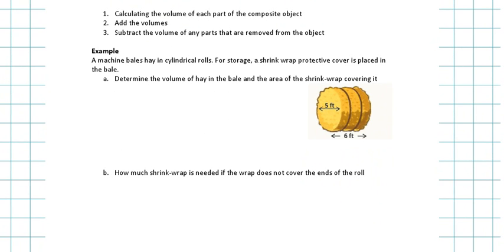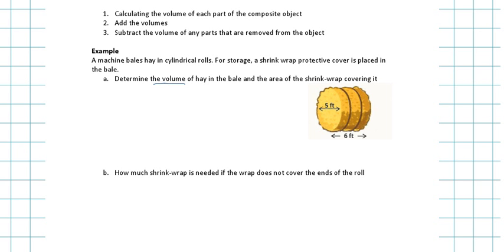A machine bales hay in cylindrical rolls. For storage, a shrink wrap protective cover is placed on the bale. Determine the volume of hay in the bale and the area of the shrink wrap covering it. So what's the question asking you for here? The space, which means what? The volume, right? So I have to find the volume. What else do I have to find? The question is asking you for two things here. The surface area, that's right.